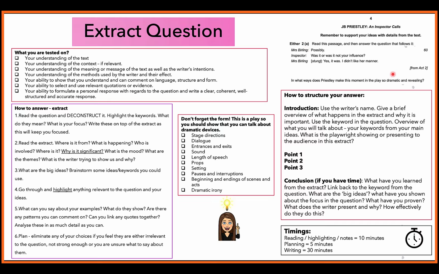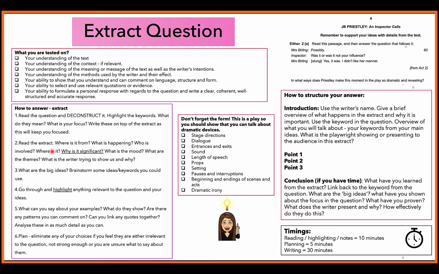So I've just put an example question over here. Obviously I've not included the entire extract just because I don't have that much space here, but this is an example of one of the questions. In what ways does Priestley make this moment in the play so dramatic and revealing? So obviously your keywords here are dramatic and revealing, and that's what you're trying to prove. You're trying to prove the different ways in which he does that.